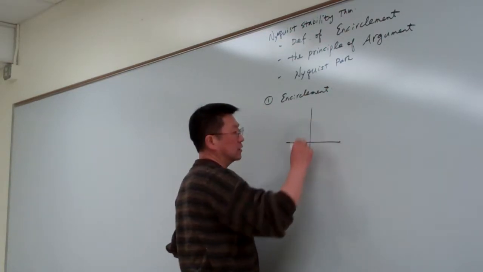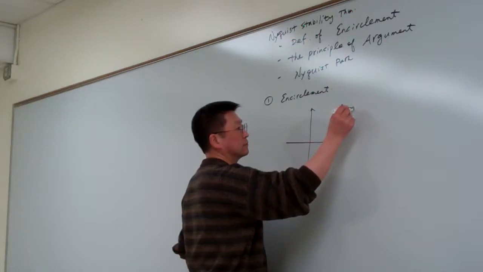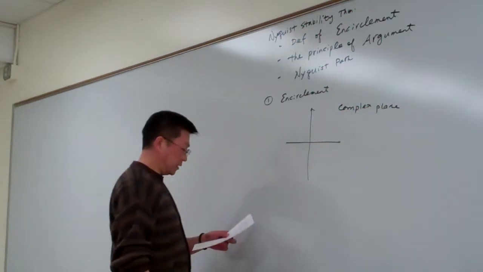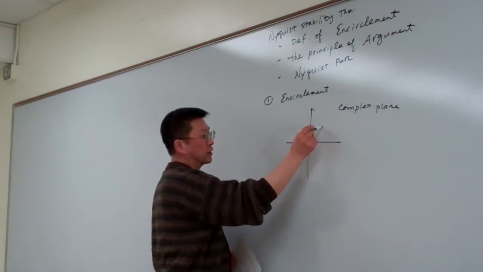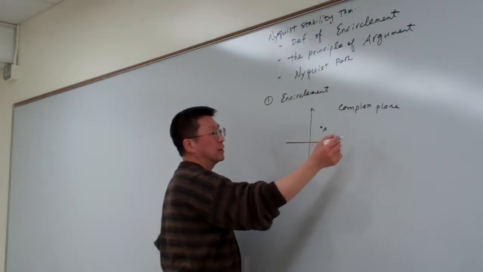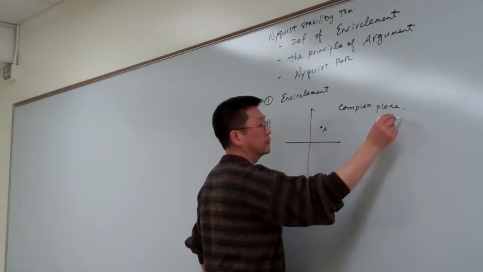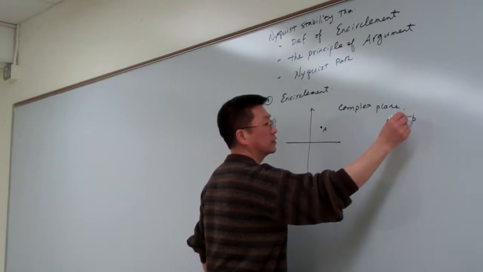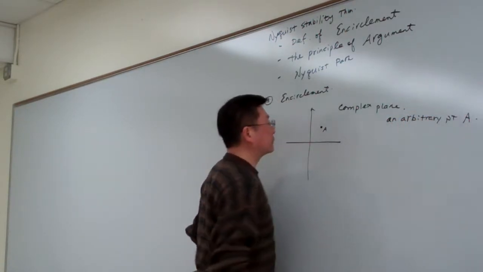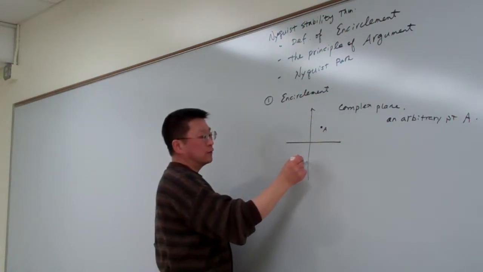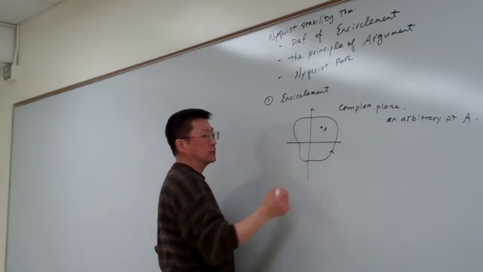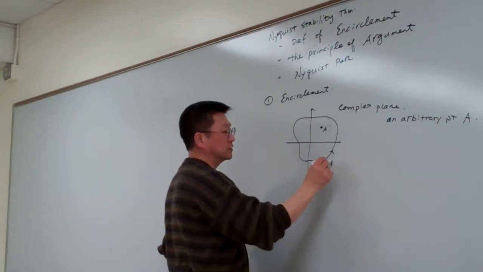If we consider the complex plane, and say this is the point A here, we just simply arbitrarily pick any point. Around A, if we have a path, and the path is directional like this. Okay, so this is the path.